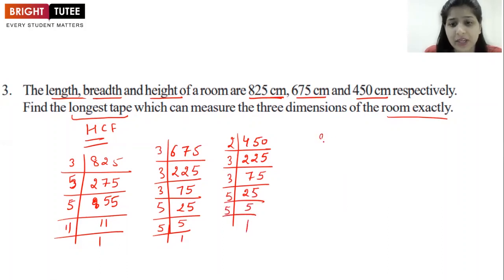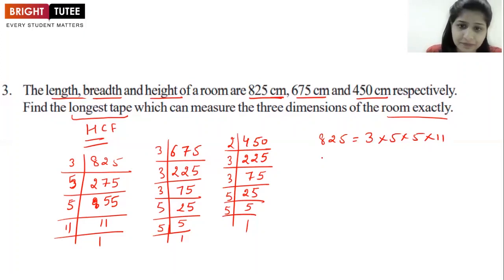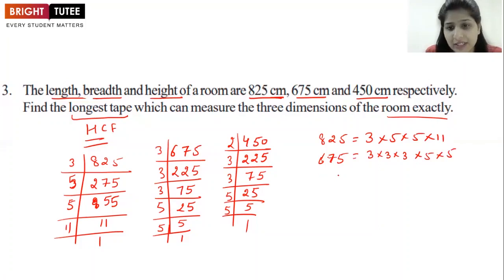Let's write them as products of their prime factors. 825 is 3 into 5 into 5 into 11. Then we have 675. Let us mention it also as the product of its prime factors. 675 can be written as 3 into 3 into 3 into 5 into 5. Then the last number is 450, which can be written as the product of prime factors 2 into 3 into 3 into 5 into 5.